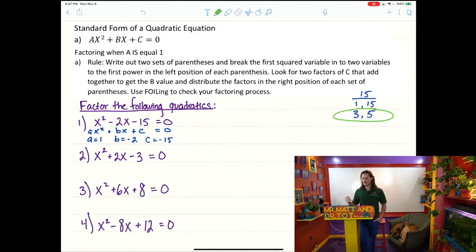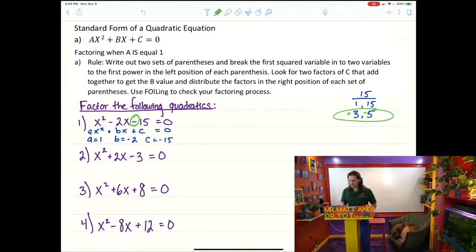If one has to be positive and the other negative, which we can see is the case because the C value is negative, the only way for that C value to end up negative is if the last terms have alternate signs, because a negative times a negative will make a positive, and a positive times a positive will also make a positive. So the only way to get a negative result from the product of the last times the last, when we're FOILing out, is if one is negative and the other is positive. We can get a sum of negative 2 by making 5 negative and 3 positive, because negative 5 plus 3 is negative 2.